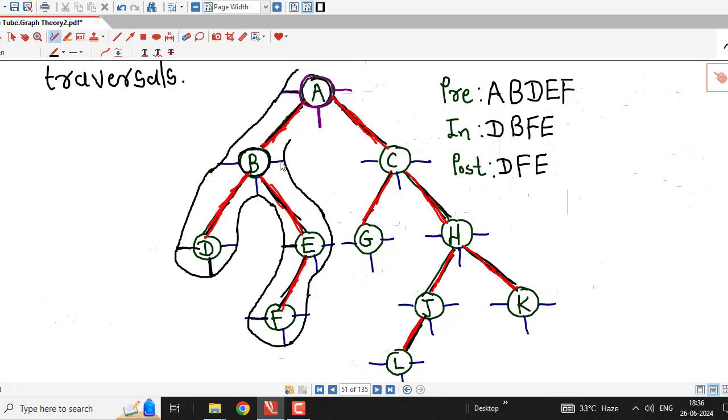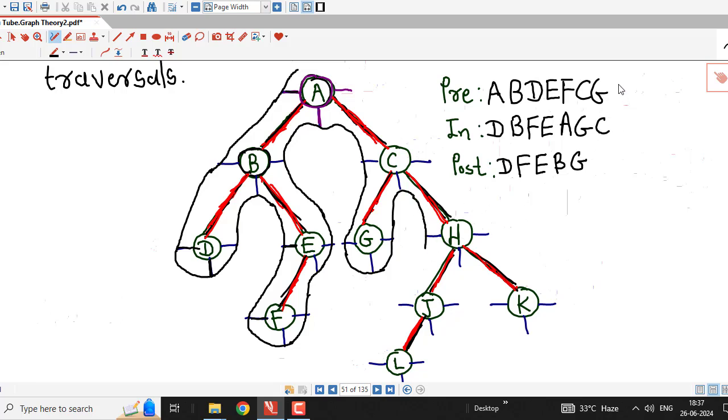Now I traverse in this way. So this line is for post order for vertex B. So I am writing B here. Then for A, this line is in order. Then I am going in this direction. For C, this is pre-order, and here for G also this is pre-order. Then for G, this is in order. For G, this line is post order. For C, this line is in order.